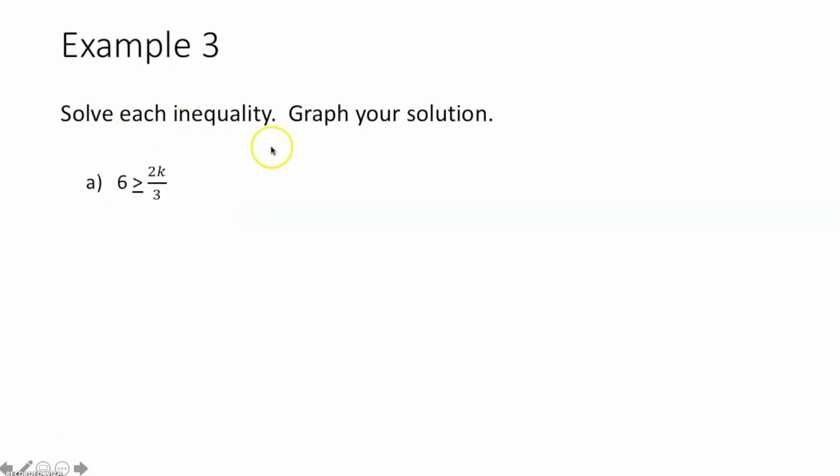Example 3 says solve each inequality, graph the solution, doing the same thing. Simplify, move, solve. So first, can I simplify either side? No, we can't divide those. So we're going to move to the next step, which is get our variable to the left. Since we're at the beginning of our inequality, we just flip our inequality.